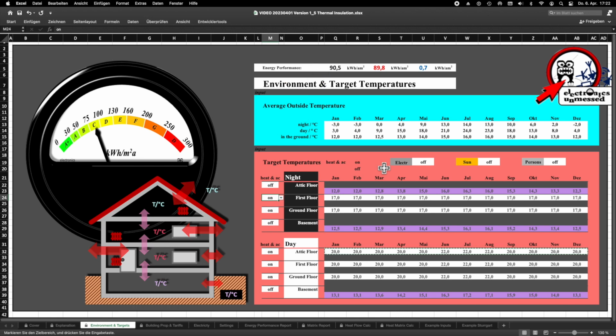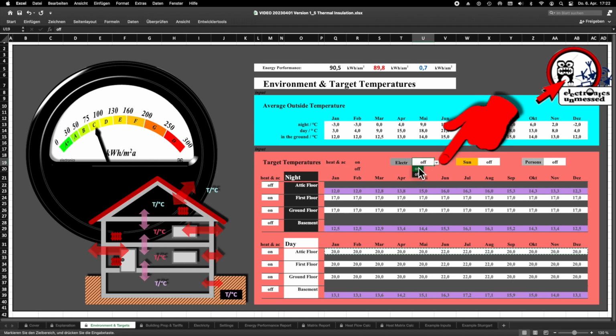Now we have 3 more interesting features that we can easily toggle on or off. And there are also complicated calculations behind these functions, which I will explain to you in detail later. In our example house, electrical devices are running, which of course produce waste heat, which additionally heats up the building. Let's take a look how that works.